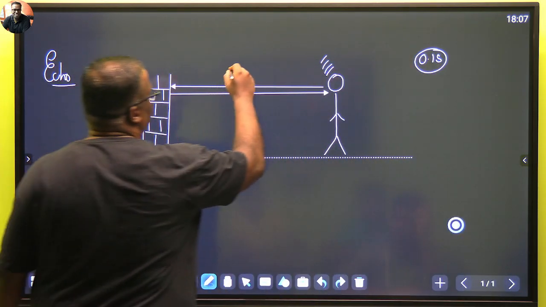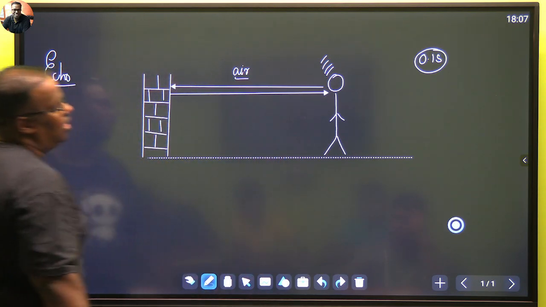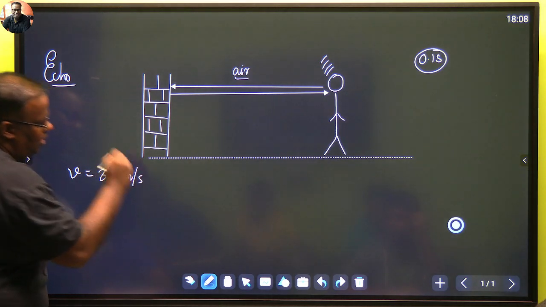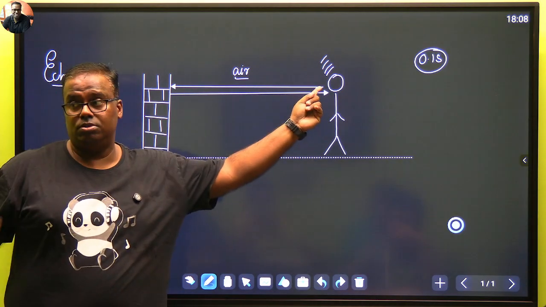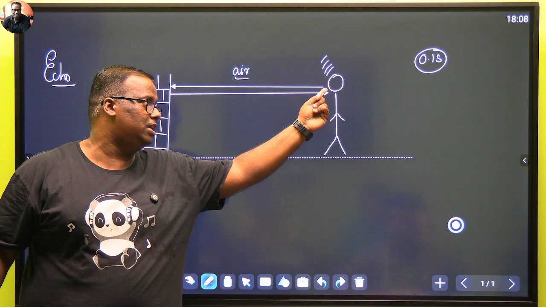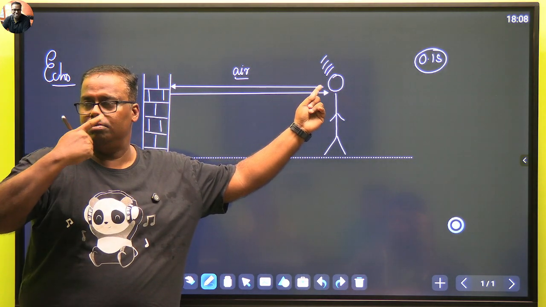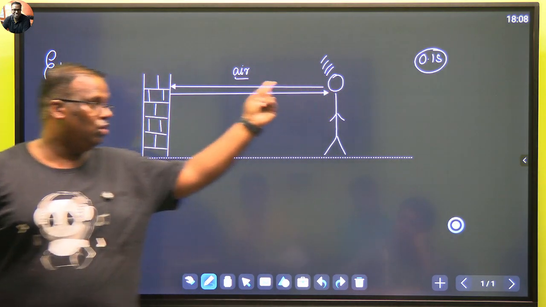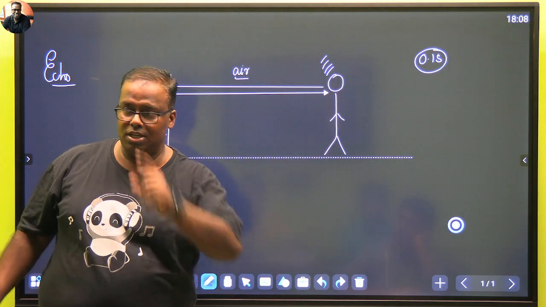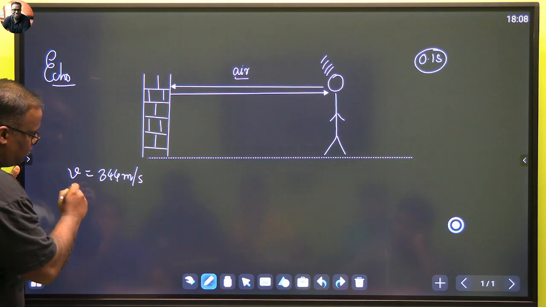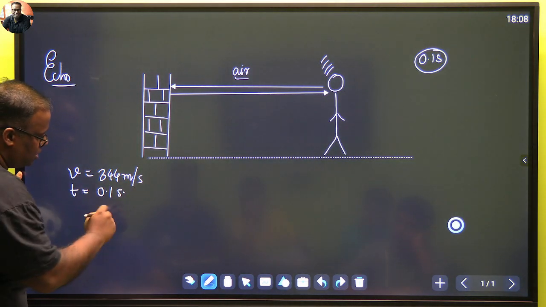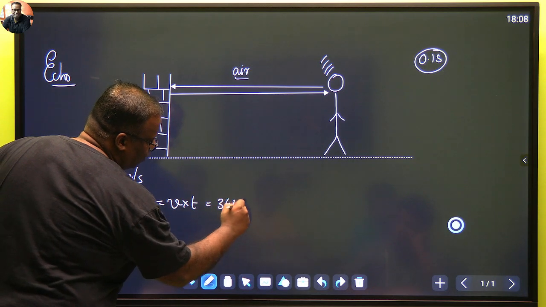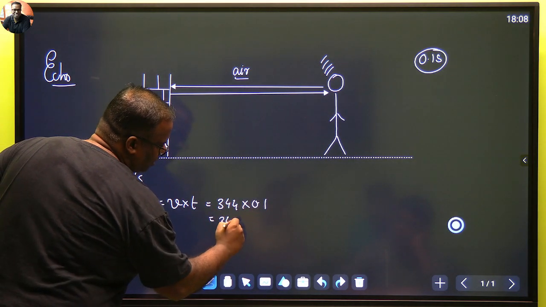So let's say this is air, and the speed of sound in air is how much? Let's take it as 344 meters per second. Try to understand very quickly, understand it very nicely. I'm not talking about the original, the first sound. I'm talking about the first echo. The first echo originates from here, goes here, and comes back here. How much time did it take? 0.1 second. So the time taken is 0.1 second. That means what was the distance traveled by that echo? The distance traveled by that echo was 344 into 0.1, which is 34.4 meters.